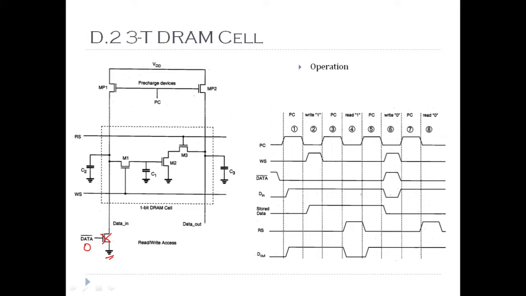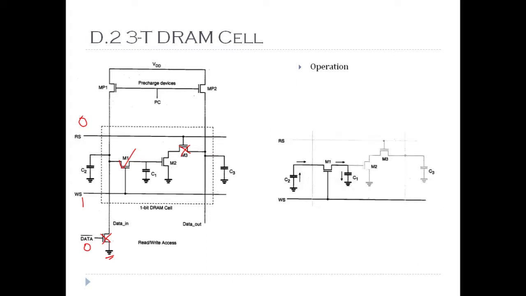Now, for the write operation, WS becomes 1, whereas read select remains 0. As read select is 0, this M3 is turned off, and as WS is 1, M1 is turned on. Basically the circuit looks like this. So M1 is the active transistor, and the rest of the transistors are inactive in this circuit.